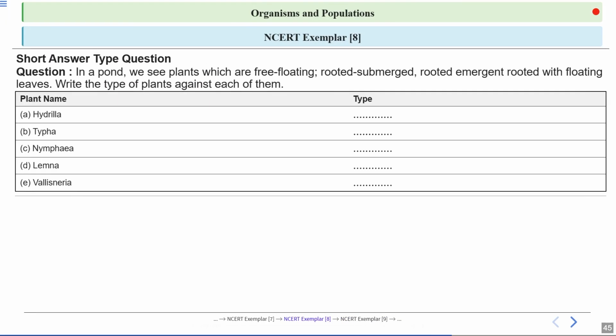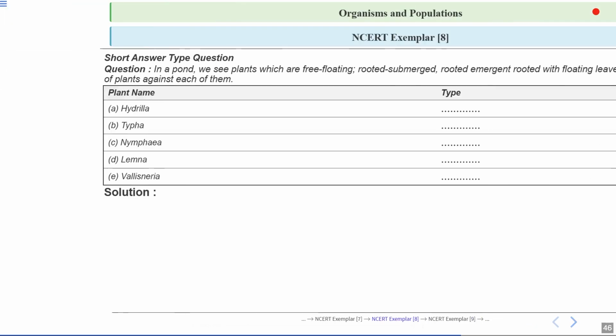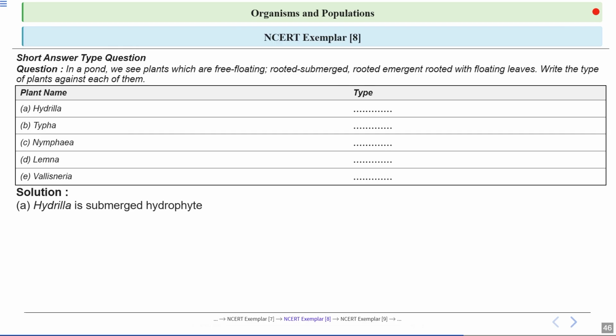Next question, in a pond we see plants which are free floating, rooted submerged, rooted emergent, rooted with floating leaves. Right, you have to write the type of plant against each of them. Okay, so the plant name is given to you. You have to fill in the type column. So this question is testing your understanding of plant adaptation in the aquatic environment. So let's have a look at the answer.